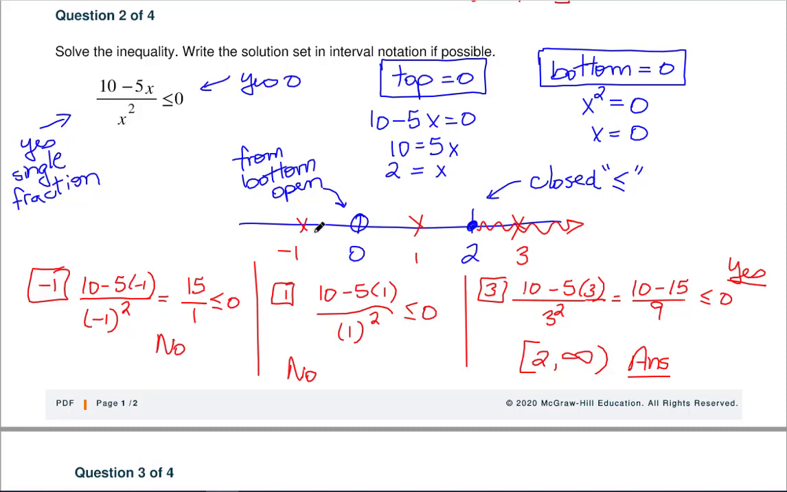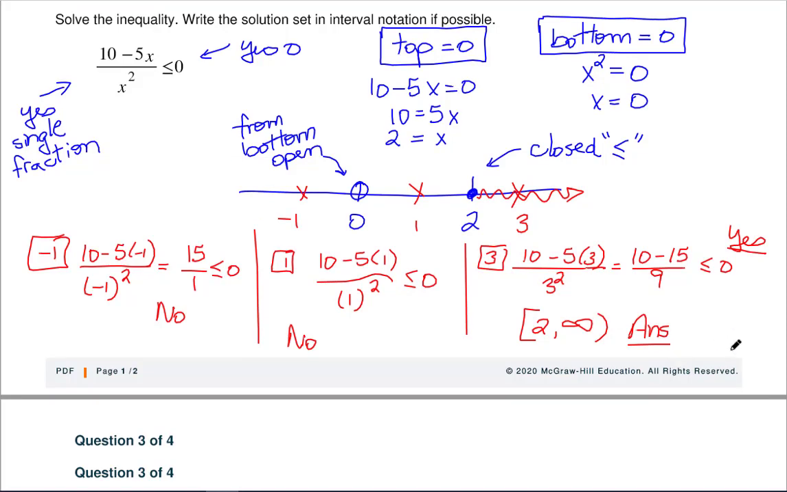Some test numbers. Let's see, left of 0 is minus 1. In between 0 and 2 is 1. And bigger than 2 is 3. Alright, so plug them in. See if it gives me something that's true or not. Well, in this case, minus 1 fails, 1 fails, and the only thing that works is 3. So therefore, the stuff that works is only 2 off to the right forever.